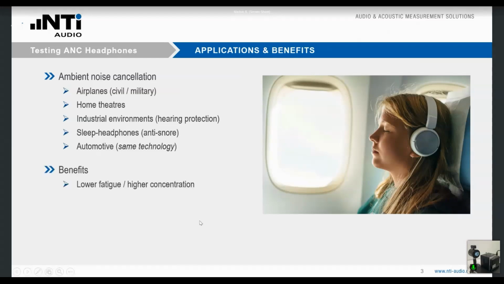The benefits are quite obvious. Talking, for instance, about military pilots, they are exposed to lower fatigue. They can keep a higher concentration level in their action longer. We have an improved listening experience, a better audio quality, talking about home theaters, for instance, or of course, as stated before, you have a better sleep with the corresponding device.